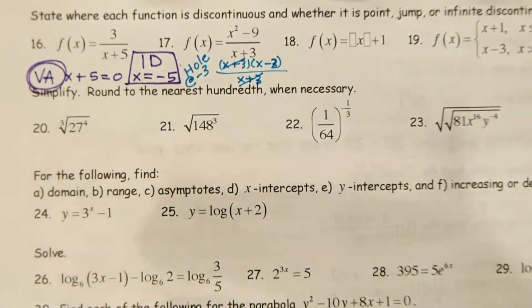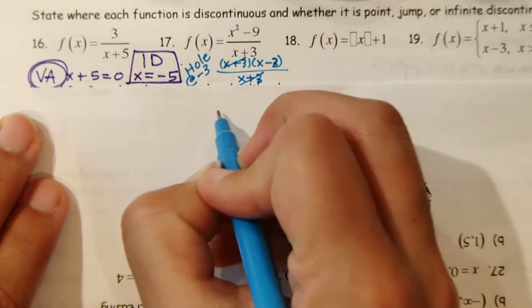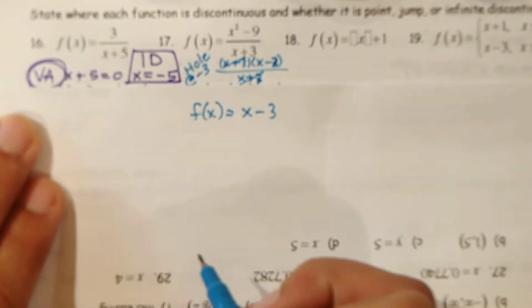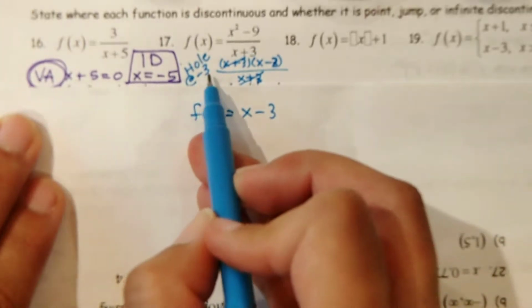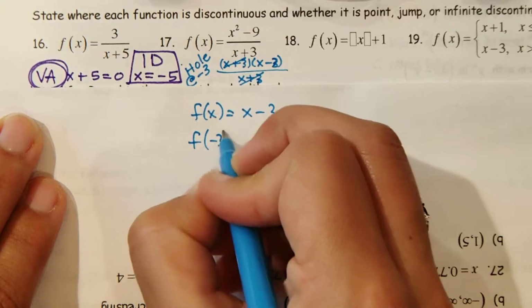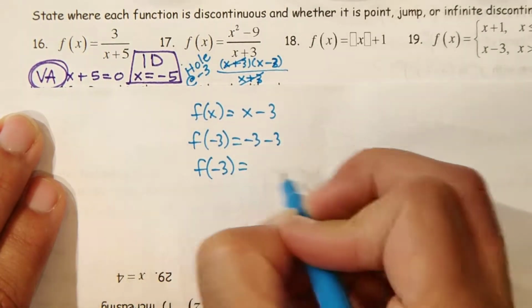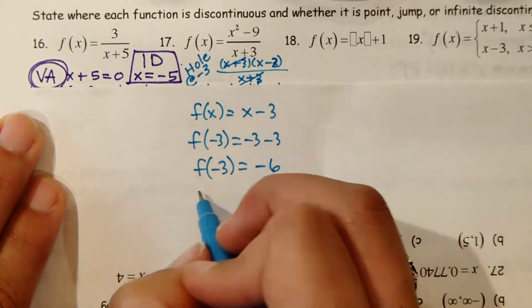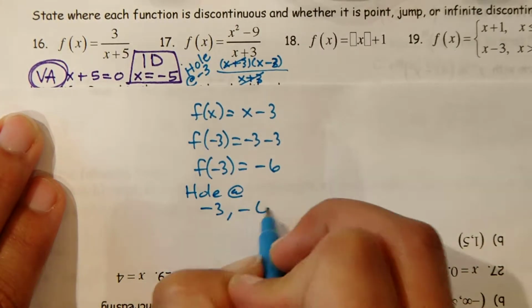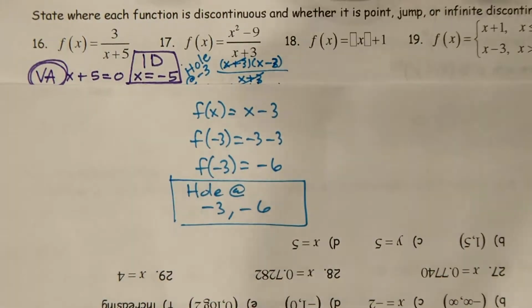Here's my new function. After I take out that factor, it's only f of x equals x minus 3. So I'm going to plug in that value of -3 and see where this hole is at. So f of -3 equals -3 minus 3. So f of -3 is -6. So our hole is going to be at (-3, -6). That's the type of discontinuity we're going to have there.